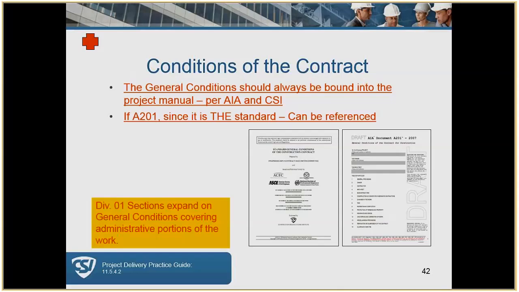So we've gone over in detail the A201 and the contractual responsibilities of the AE, the owner, and the GC, and the whole tri-party agreement. Keep in mind that CSI and AIA recommend that pre-printed general conditions be included to ensure that the bidders fully understand the contractual requirements that will be implemented. Or, like I said, more common ones like the A201 can be simply referenced. This alleviates any misconceptions about the contractual requirements and facilitates the contract signing and award at a much faster pace.